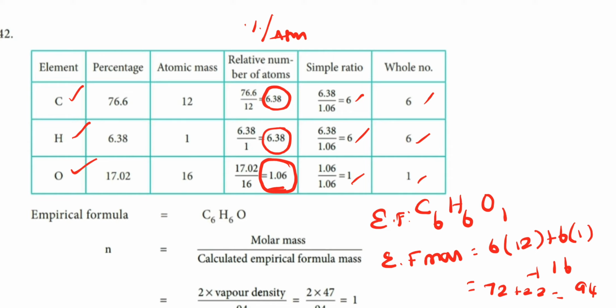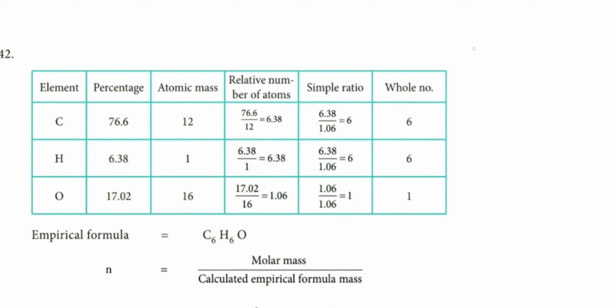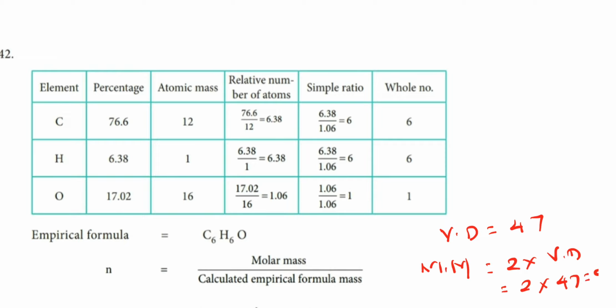Then what is the molar mass? They have given the vapor density, which is 47. From that we calculate the molar mass: 2 into vapor density is equal to molar mass. So 2 into 47 is equal to 94.